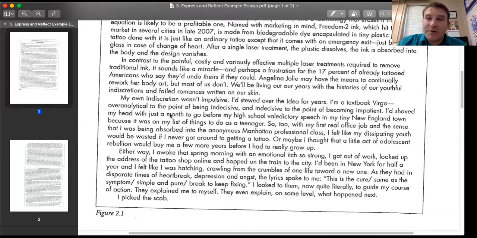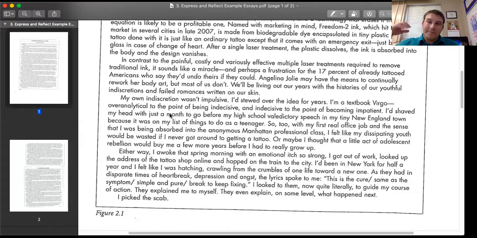This paragraph right here is where she really starts to reflect upon herself. My own indiscretion wasn't impulsive. I stewed over the idea for years. I'm a textbook Virgo, over-analytical to the point of being indecisive, and indecisive to the point of becoming impatient. I shaved my head with just a month to go before my high school valedictorian speech in my tiny New England town, because it was something on my list of things to do as a teenager. So too was my first real office job, the sense that I would be absorbed into this anonymous Manhattan professional class. I felt like my dissipating youth would be wasted if I never got around to getting a tattoo. Or maybe I thought a little act of adolescent rebellion would buy me a few more years before I had to really grow up.